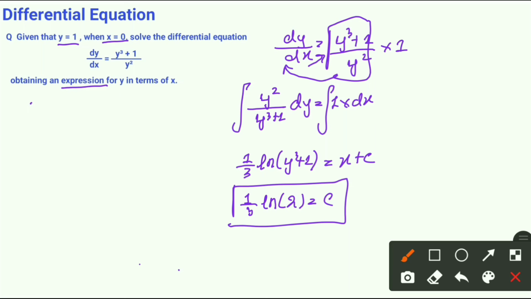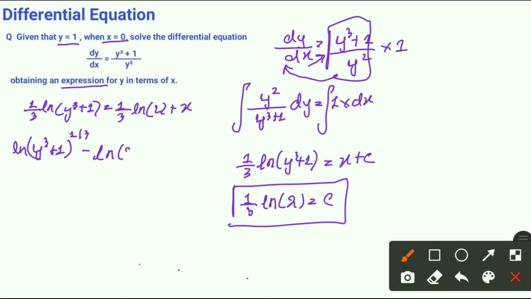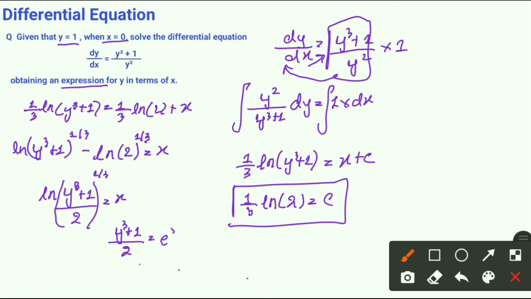Then after getting the whole equation, I'm going to express this for y in terms of x. So 1 upon 3 ln(y cube plus 1) is equals to 1 upon 3 ln 2 plus x, then 1 upon 3 ln y cube plus 1 minus ln 2, 1 upon 3 is equals to x, and I will get ln, then e to the power 3x, then it's going to be y cube plus 1 upon 2 equals e to the 3x.